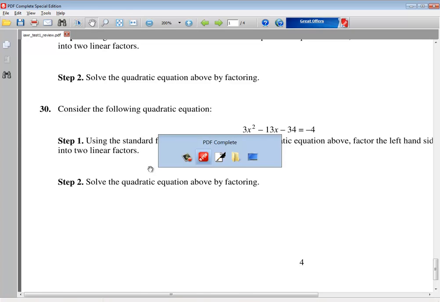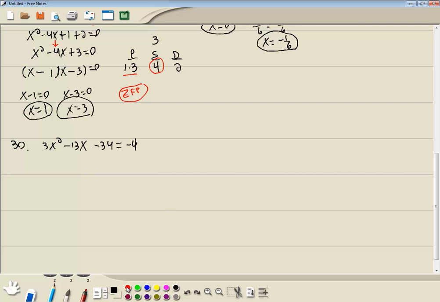First off, zero factor property says you have to have 0 on one side. So I'm going to take this negative 4 and move it over. So we're going to have 3x squared minus 13x minus 34. Take that over, it becomes a positive 4. Okay, negative 34 plus 4 gives us a negative 30 equals 0.